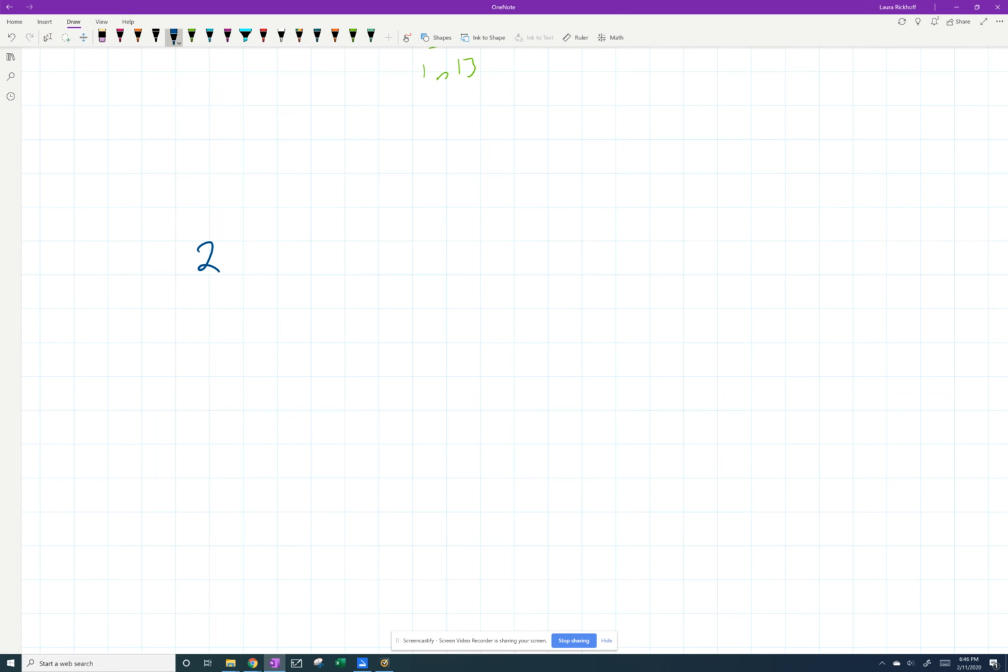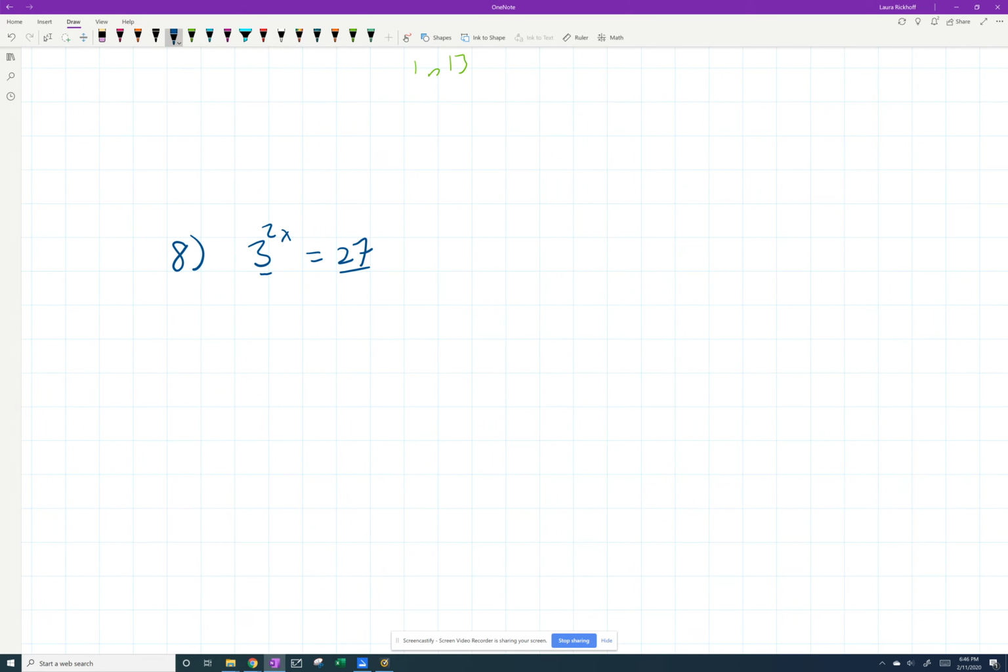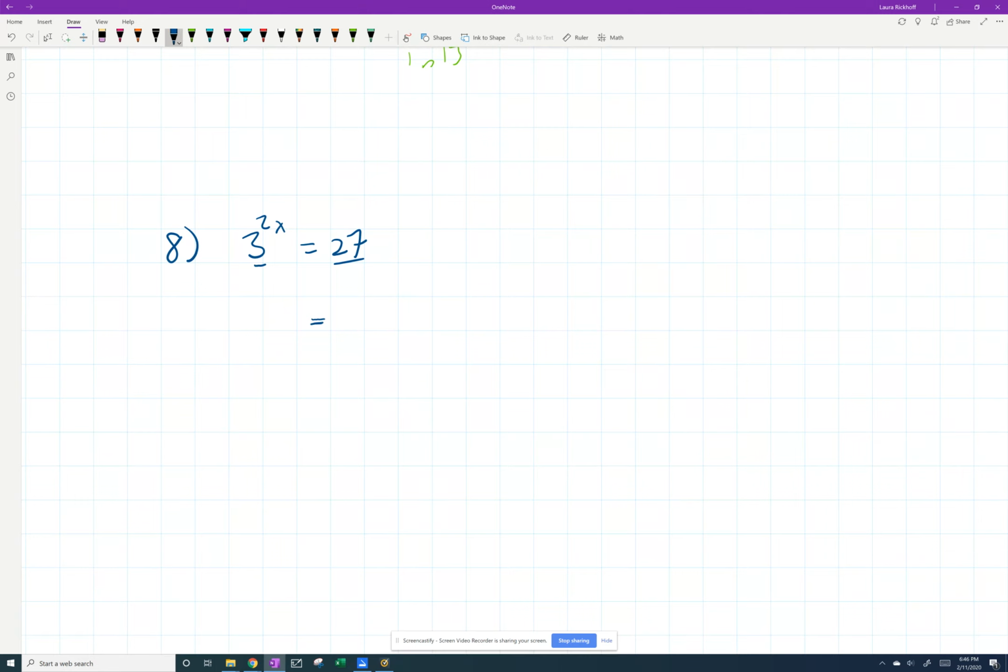So for number 8, you've got 3 to the 2x equals 27. The first thing you want to do when you've got x's up in the exponent is to try to write both sides with the same base. And here we can do it. I know 27 is 3 to the third. So if 3 to the 2x equals 3 to the third, if the bases are the same, the exponents have to be the same, and you just solve.